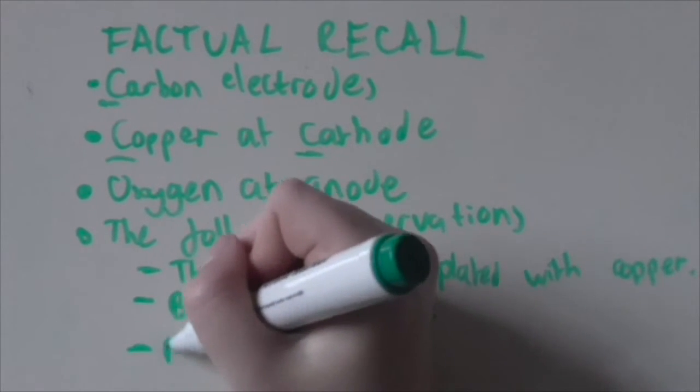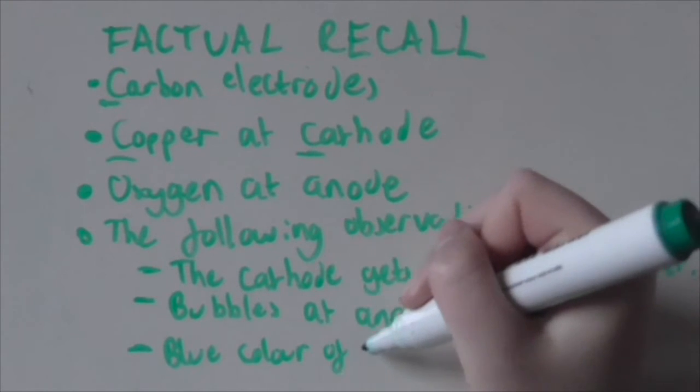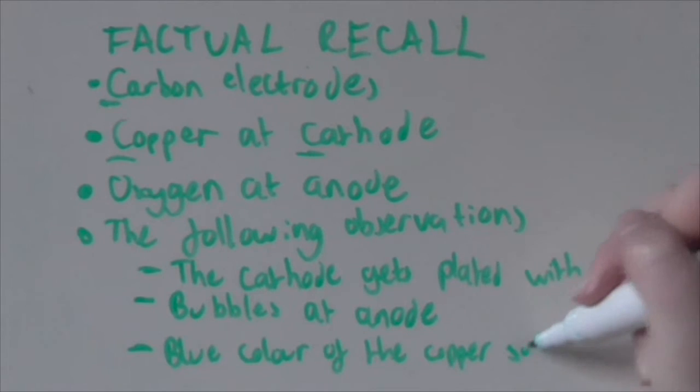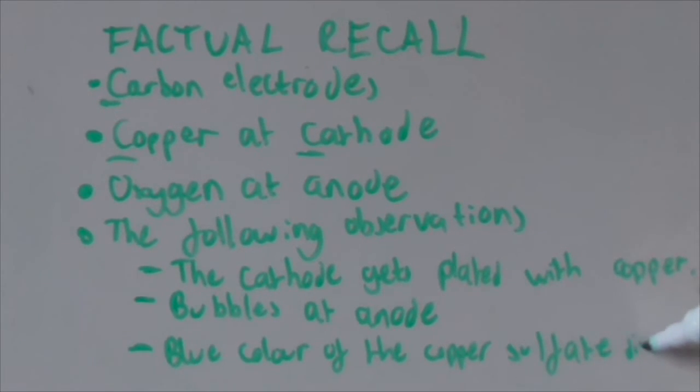You also have to remember the following observations from during the electrolysis. You have to remember that the cathode will become plated with copper, which is basically common sense. You also have to remember that there are going to be bubbles formed at the anode because the oxygen is there. Again, that's more common sense. And you also have to remember that the blue colour of the copper sulfate itself is slowly going to disappear as the copper plates the cathode.